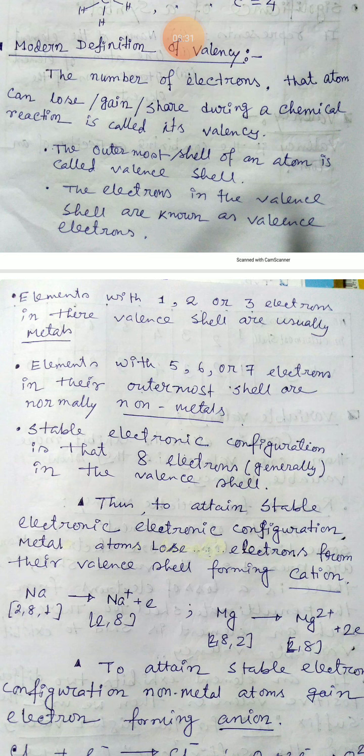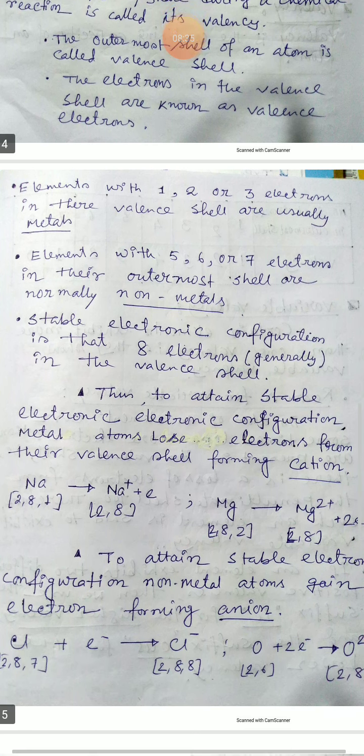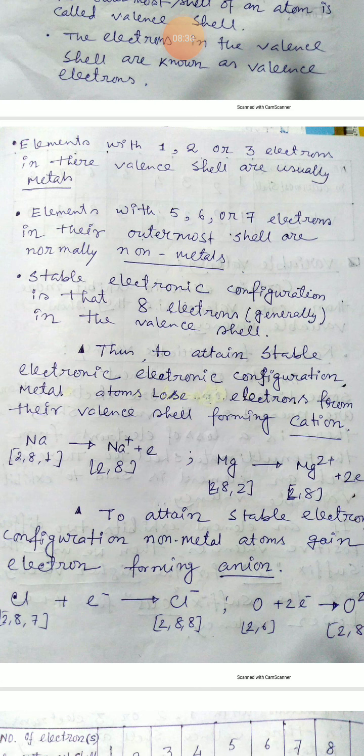Okay, that's why metals form cations. For example, sodium has electronic configuration 2, 8, 1. It releases one electron, forming Na+, and the electronic configuration is 2, 8. Na+ is more stable than Na, because in Na+ the valence shell has a total of 8 electrons. And we know that if there are 8 electrons in the valence shell, then the ions are more stable.